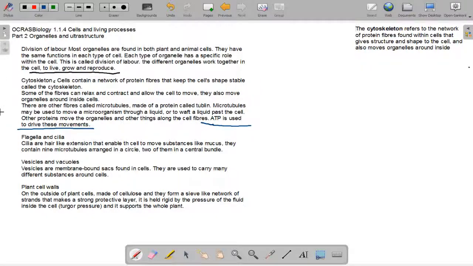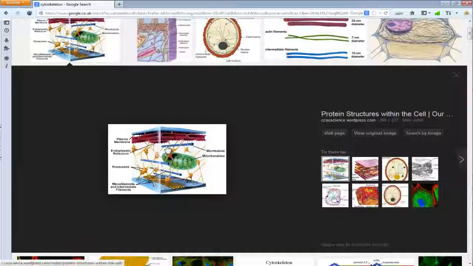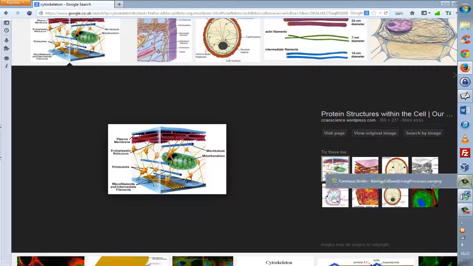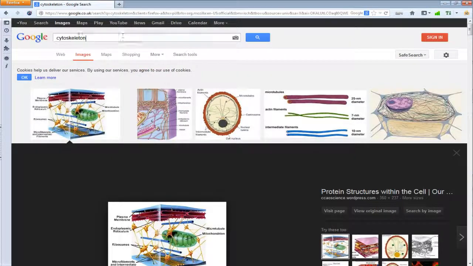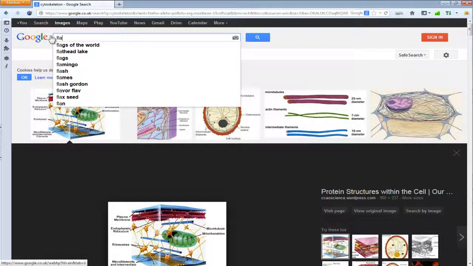And Flagella and Cilia are like hair-like extensions that enable the cell to move substances like mucus, and they contain 9 microtubules arranged in a circle, 2 of them in a central bundle. So we'll go back to Google and have another look at some of these pictures.